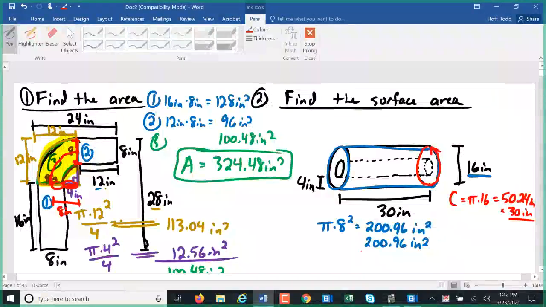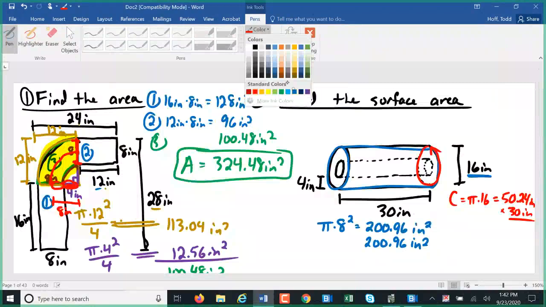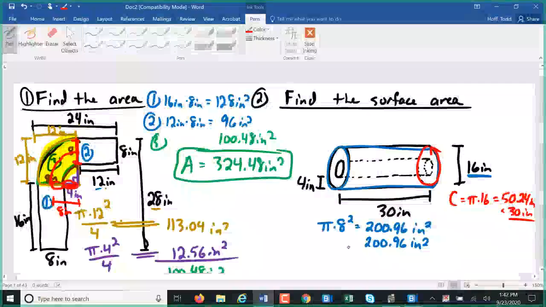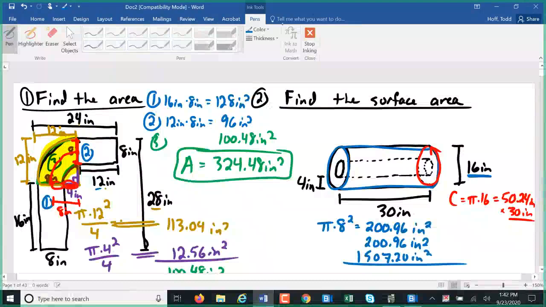That gives us 1,507.20 square inches. Let's add all that up for now.